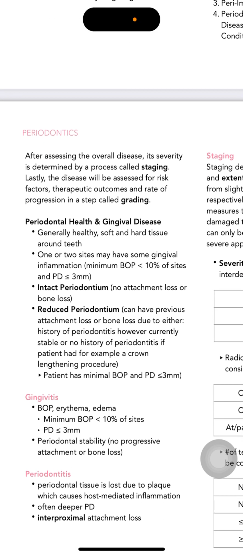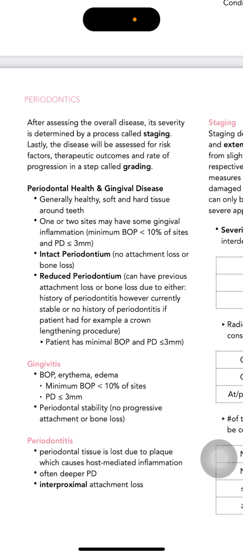Periodontal health and gingival disease. Generally healthy, soft and hard tissue around teeth. One or two sides may have some gingival inflammation. Minimum BOP smaller than 10% of sites, and periodontal PD smaller than 3 mm. Intact periodontium, no attachment loss or bone loss.